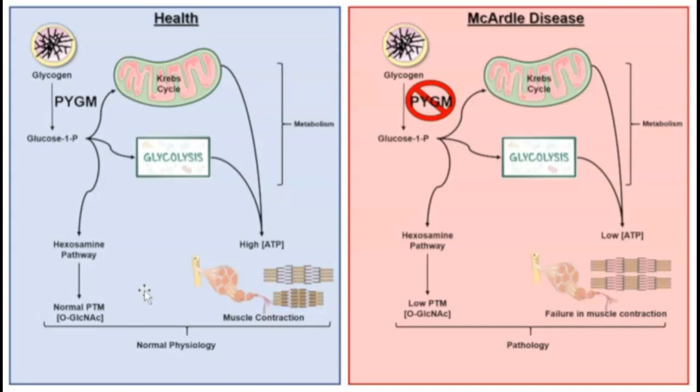Moving on to the next case, we are presented with a 16-year-old female that is unable to produce adequate amounts of muscle glycogen phosphorylase. When an individual has a muscle glycogen deficiency, it is diagnosed as McArdle disease, resulting in a deficiency in the glycogen phosphorylase enzyme. This enzyme breaks down glycogen into glucose 1-phosphate, which aids in muscle contraction.